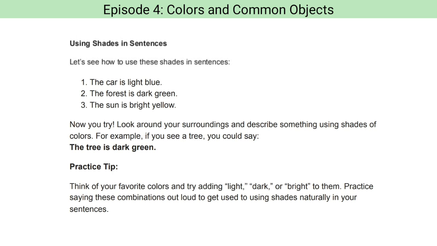Now you try. Look around your surroundings and describe something using shades of colors. For example, if you see a tree, you could say, "The tree is dark green." Practice tip. Think of your favorite colors and try adding light, dark, or bright to them. Practice saying these combinations out loud to get used to using shades naturally in your sentences.